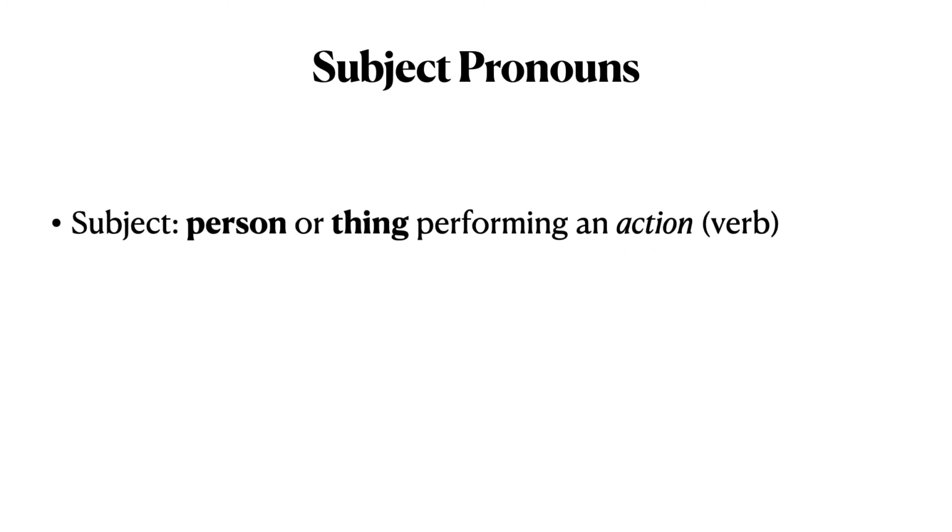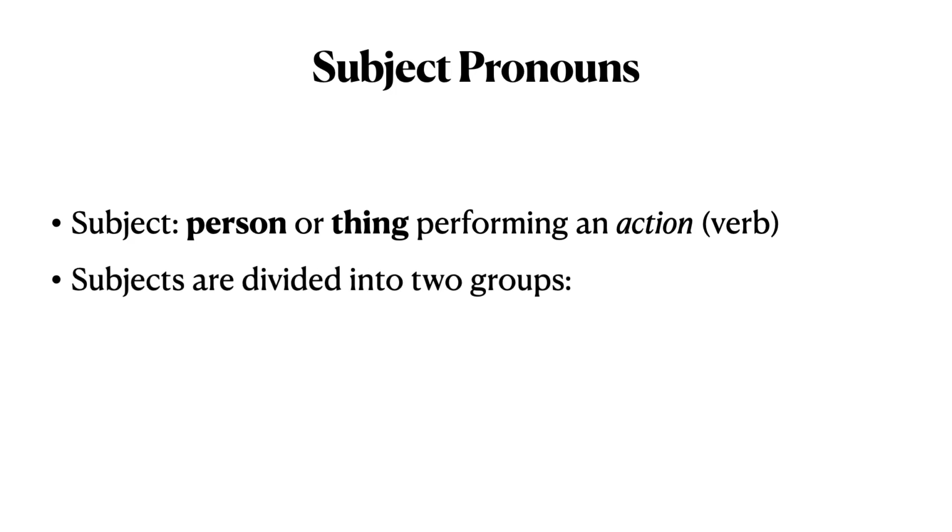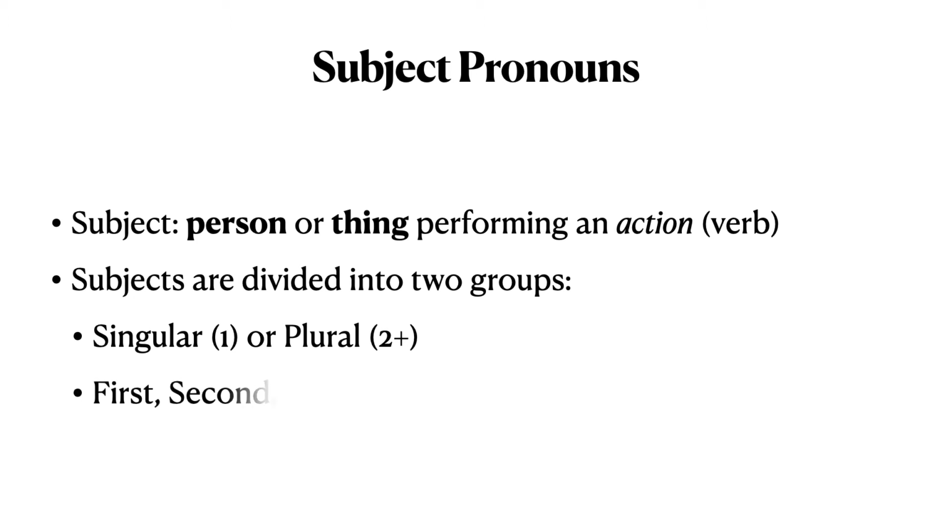Subject pronouns. A subject is a person or thing performing an action, which is the verb. Subjects are divided into two groups. So we have the singular, which is one person, or the plural, which is two or more people. And then we have the first person, second person, and third person.